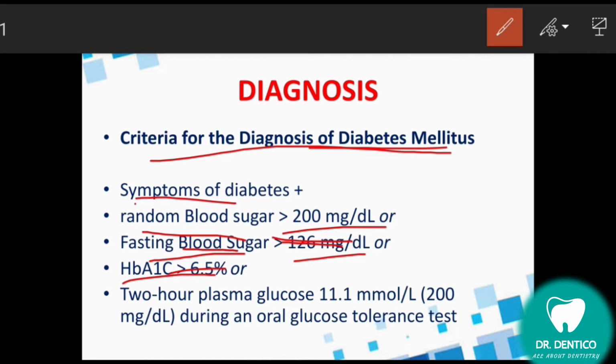Then another one is a 2-hour plasma glucose of 11.1 millimole per liter during an oral glucose tolerance test.